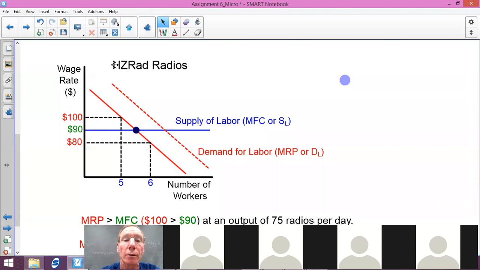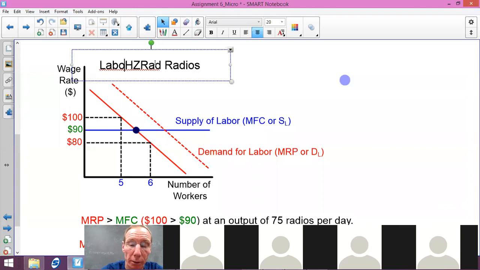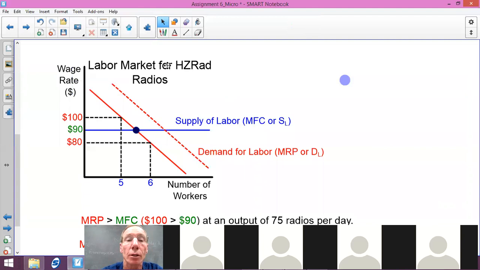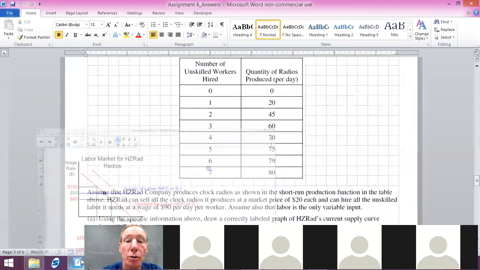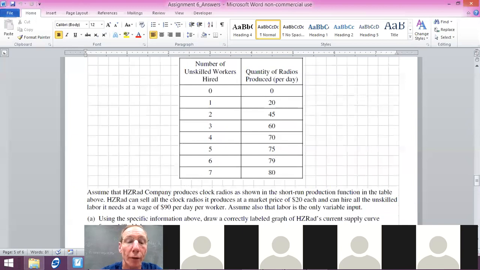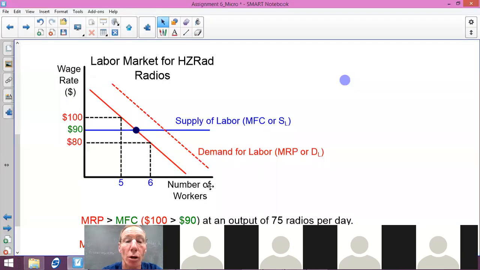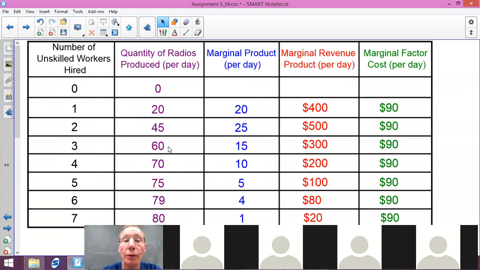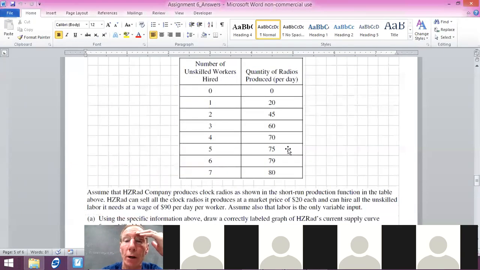I should say labor market. Sorry about that. That's confusing. Labor market, right? So you're not going to have these numbers right here on this graph at all. You're just going to have the workers and the wage rate. Now, I've added some things here, okay? What the problem gives you is just the quantity of radios. But we know the price and we know the cost of the workers.